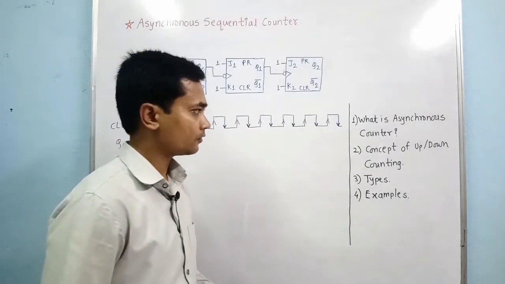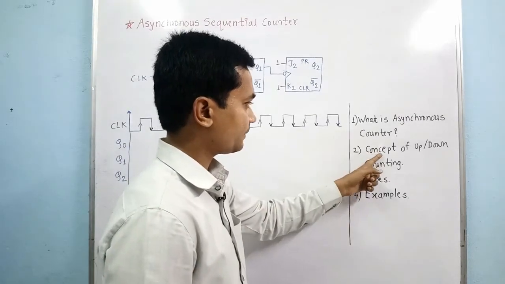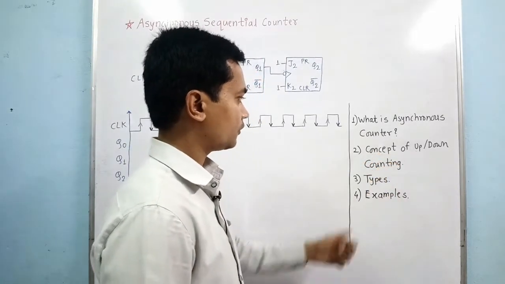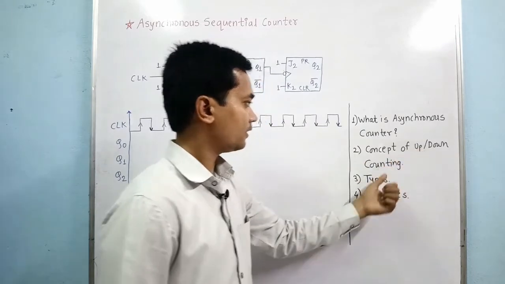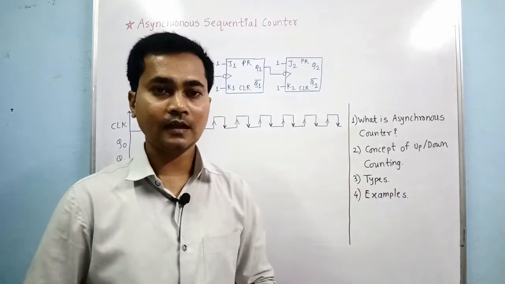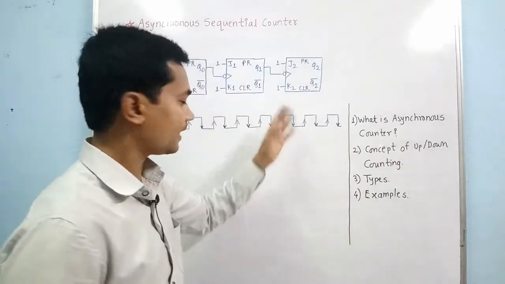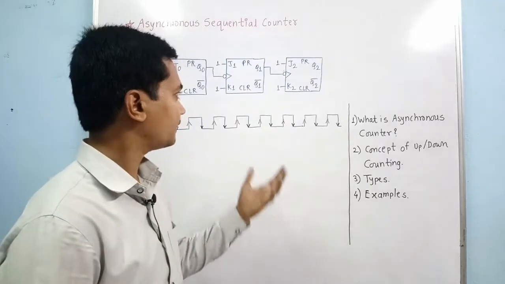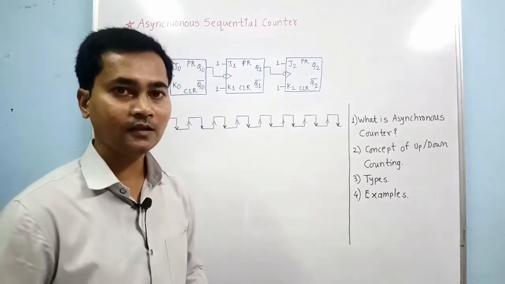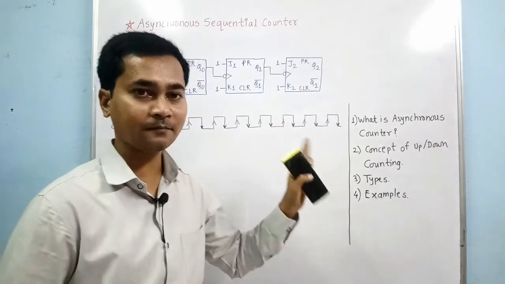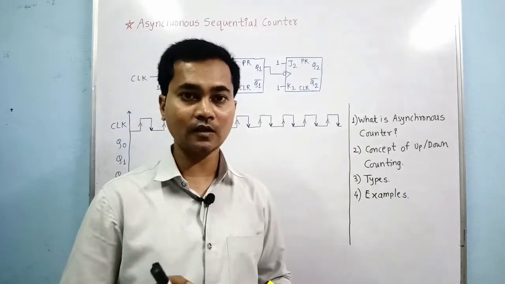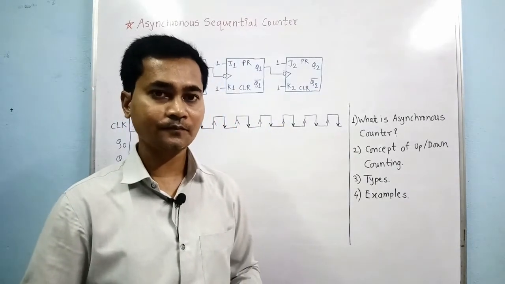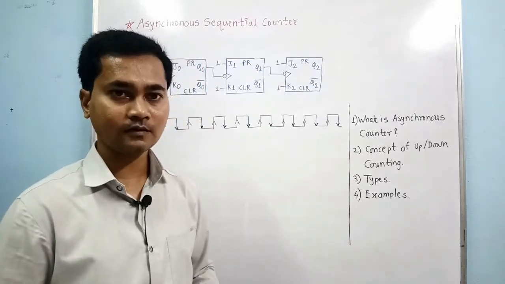Now the second point is the concept of up and down counting. In this point we will see how the same logic diagram, if you make some small changes in this diagram, can act as an up counter or a down counter. So there are two concepts that I will explain.